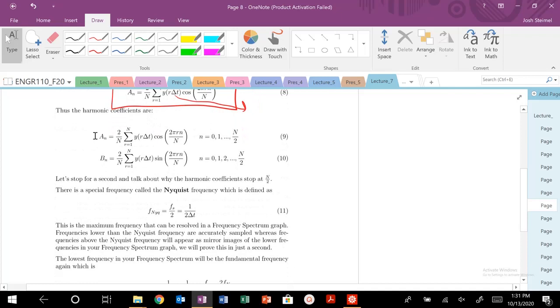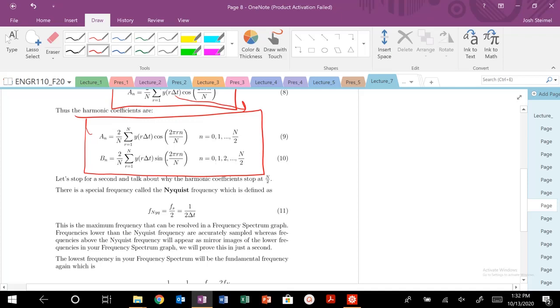So our harmonic coefficients are going to be like this. And we know what a sub 0 and b sub 0 are going to be, so we'll get to that in just a bit too. So we know that sine of 0 there. We'll come to that in just a little bit.